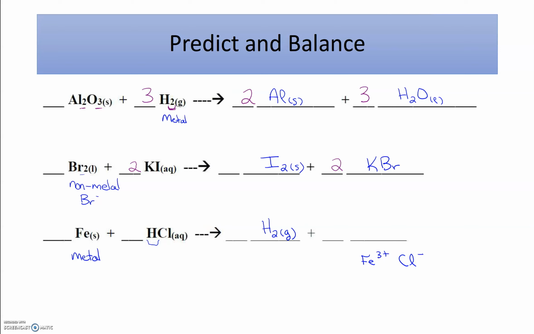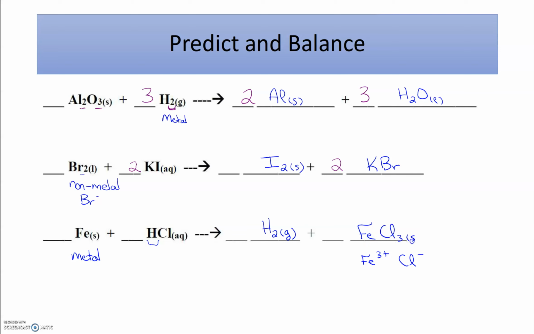And when it comes to the chloride ion, he's that -1. So if I do my crisscross, I get 1 iron 3 ion, and I'll have 3 of the chloride ions. They'll make a solid.